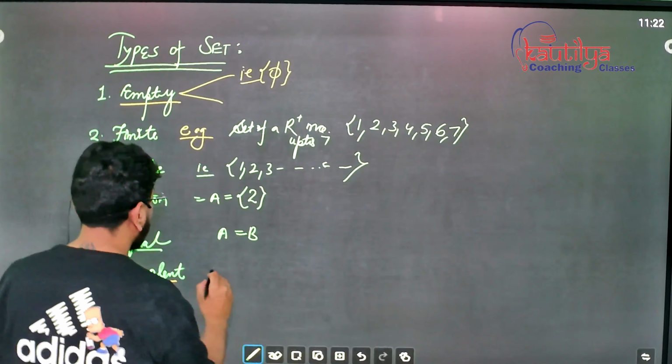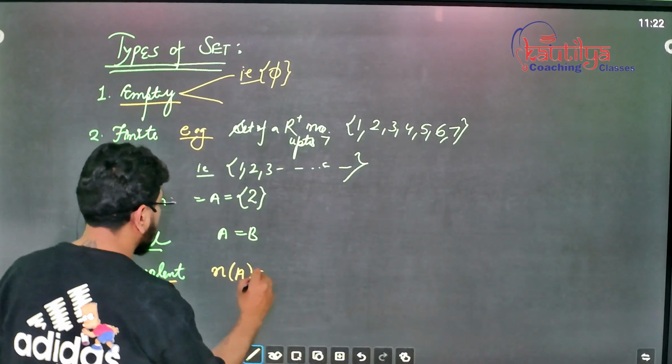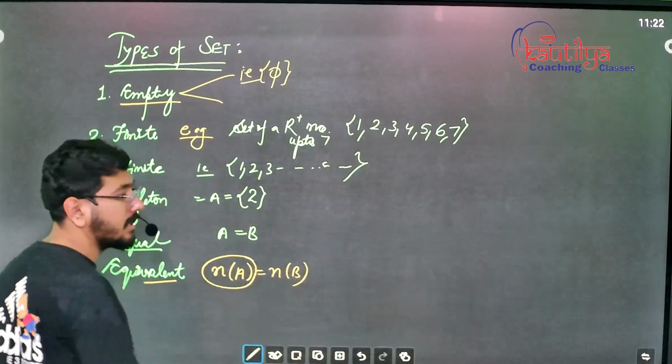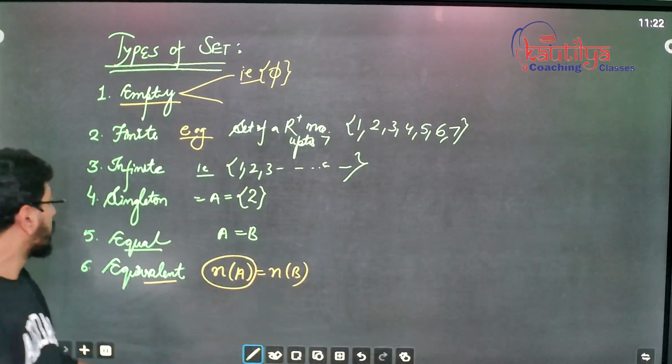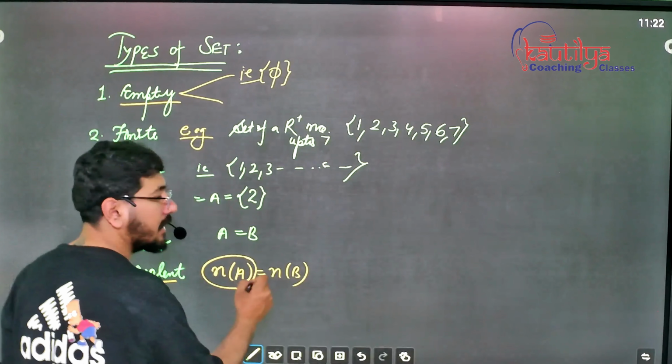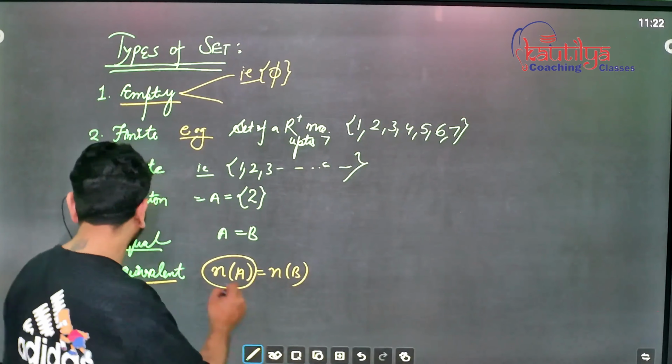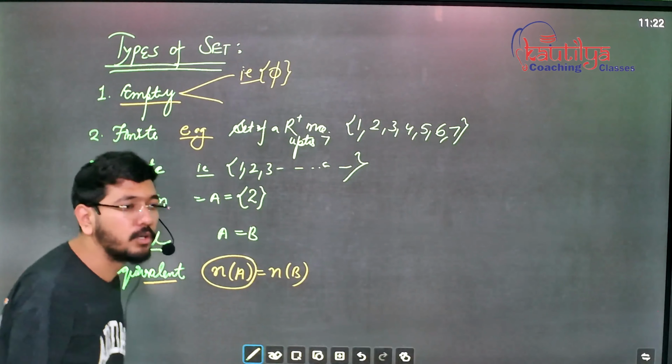Moving on to the equivalent set, equivalent is represented like this: n(A) is equal to n(B), where n(A) represents the cardinal number of A and n(B) the cardinal number of B. It means the cardinal number of A will be equal to the cardinal number of B. This shows the equivalent type of set.